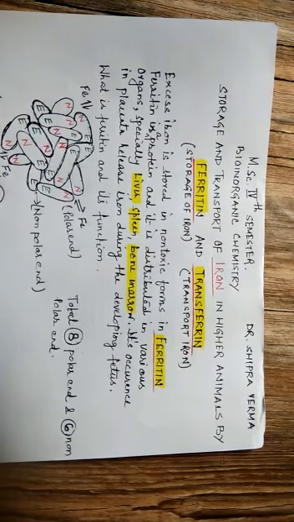Excess iron which is present in our body is stored in non-toxic form in ferritin. Ferritin is a protein. It is present in various organs in our body like liver, spleen, bone marrow. It also occurs in human placenta, where it releases iron during the development of the fetus.